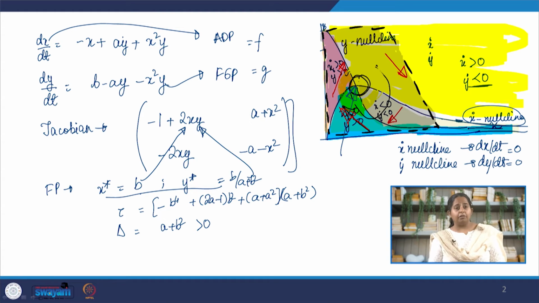Now depending upon the value of the trace, if you know the values of a and b, whether the trace is greater than 0, equal to 0, or less than 0 will determine whether the intersection of the null lines is a stable area or an unstable area. Basically, is it an attractor or is it a repeller?